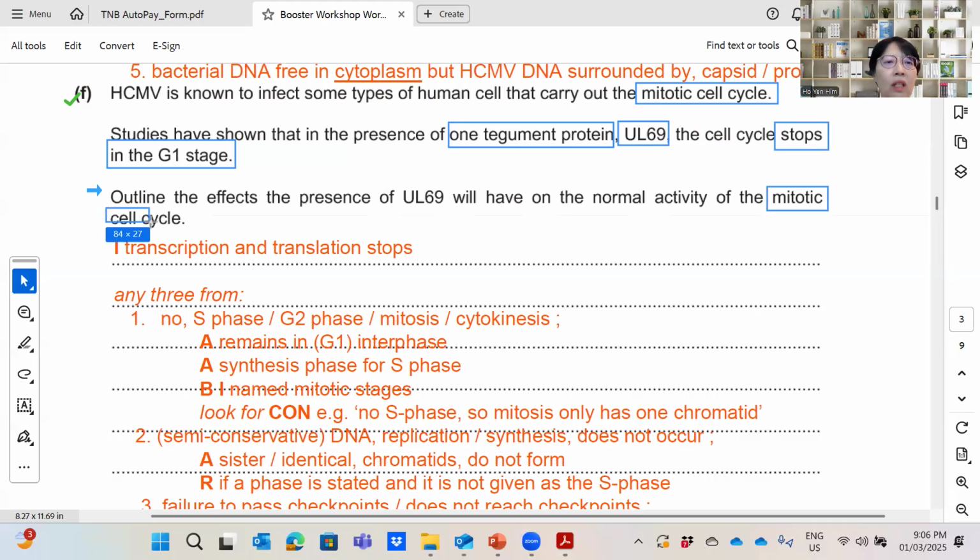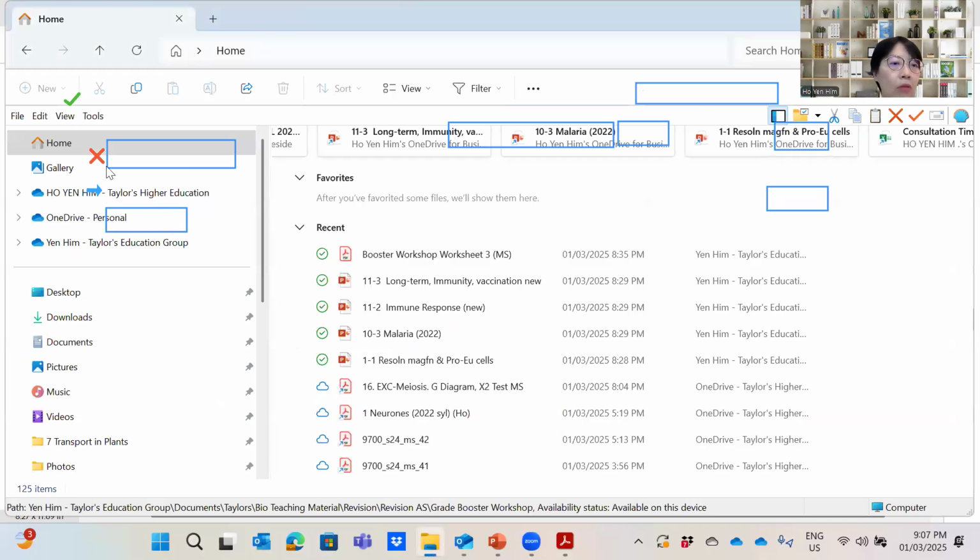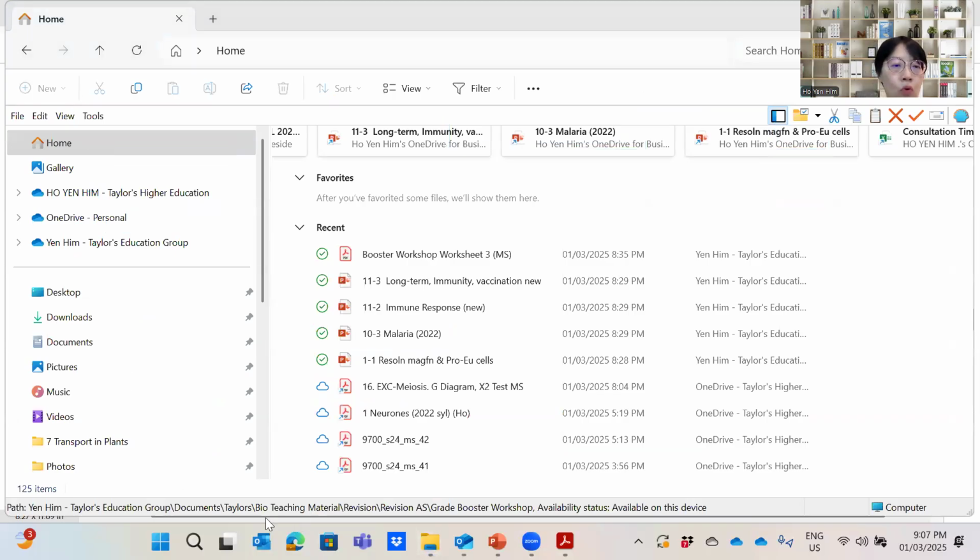So actually the question is very easy. The question is only asking you, how will the mitotic cell cycle be affected when there's a chemical that actually inhibits the mitotic cell cycle at the G1 stage? That's all, very easy. So how does it affect the cell cycle when the G1 stage has been stopped by a chemical? So very easy, right? So that means you need to know based on the cell cycle. So do I have a cell cycle here? I want to take out the cell cycle so it's easy for you to know.